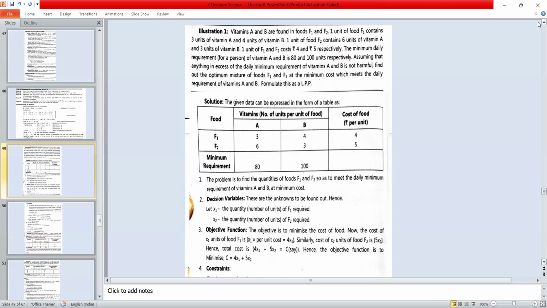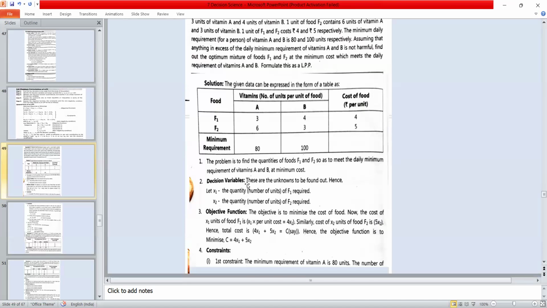Hence, the total cost is 4X1 plus 5X2, equal to C, say cost. Hence, the objective function is to minimize the cost. So C is equal to 4X1 plus 5X2. Now we have found the objective function, what we want to achieve. Now we want to find the limitation constraints. The first constraint is that the minimum requirement of A is 80 units. Okay.